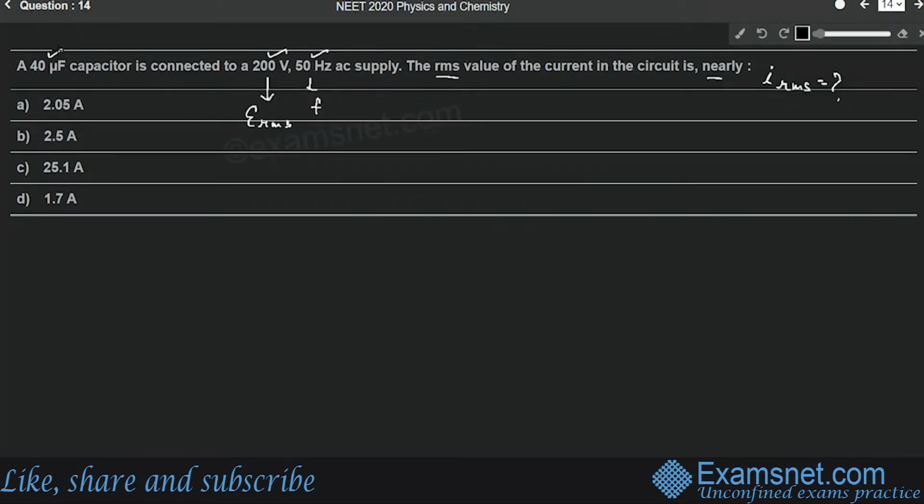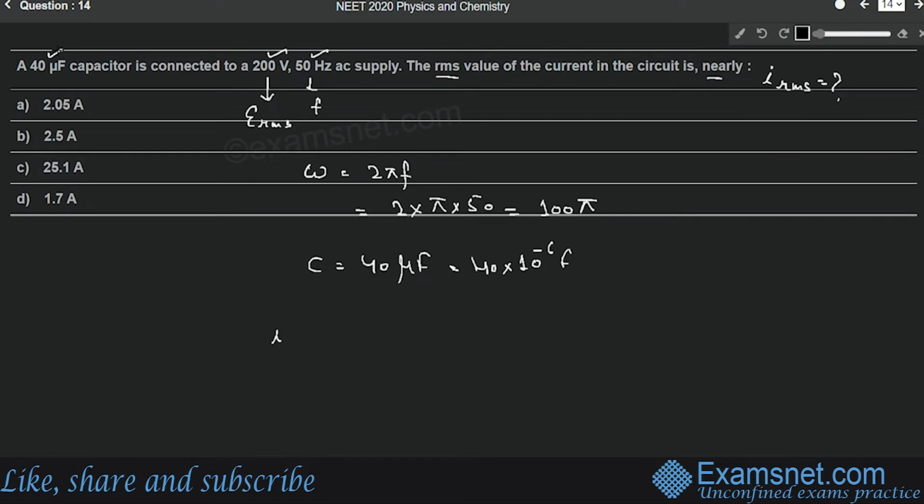So we can find out the omega. Omega is equal to 2 pi f. That is equal to 2 into pi into frequency, 50 Hertz, right? So it will come out to be 100 pi. So now we have got the omega, and capacitance is given as 40 microfarad. That means 40 into 10 to the power minus 6 farad. Okay. Now we have to find out the IRMS.